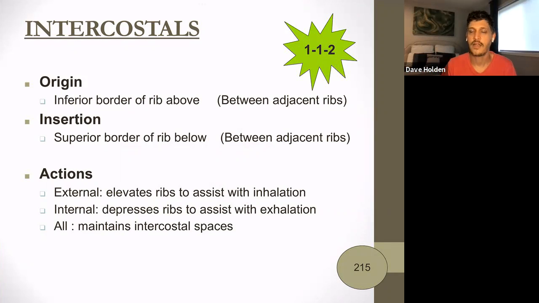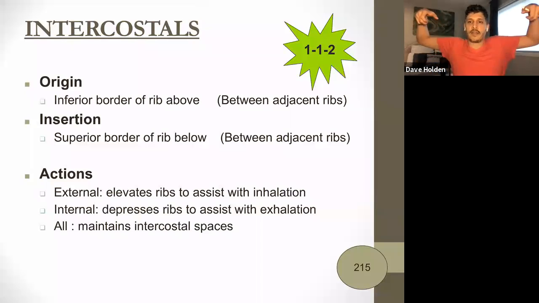Intercostal muscles. It's another group of muscles. So again, we're not going to look at individual ones. We're going to look at this whole thing as a group. They all start at the inferior border of the rib above them, and they insert at the superior border of the rib below them. So they literally run between the ribs, hence their name, intercostals. There are two groups of them. You have the internals and the externals.